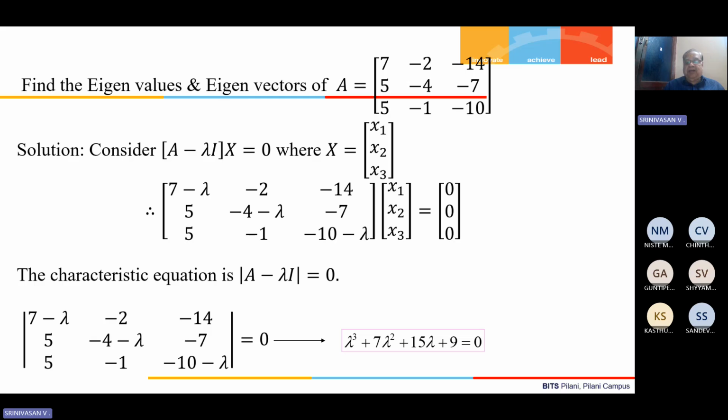So let us start with lambda equal to 1. When you put lambda equal to plus 1, here it is 1 plus 7 plus 15 plus 9, which cannot be 0. So that itself shows that the lambda value will be negative.